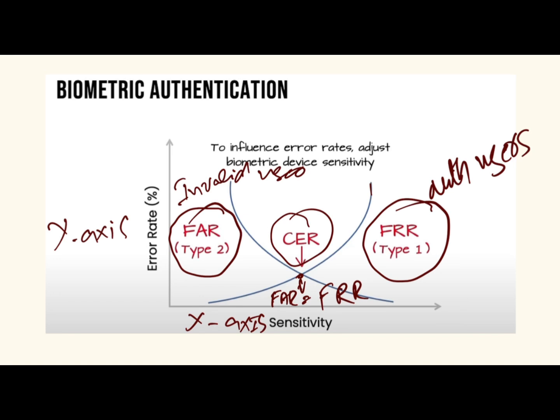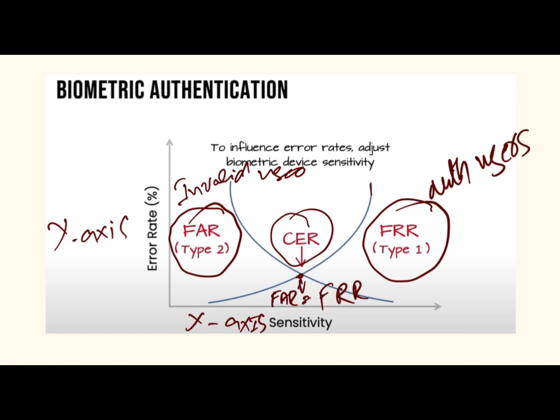So this graph plots type 2 error, type 1 error, and CER, crossover error rate, where FAR and FRR meet, the meeting point, right? So now let me tell you one more thing. No biometric system is perfect. The manufacturer must tune the sensitivity.